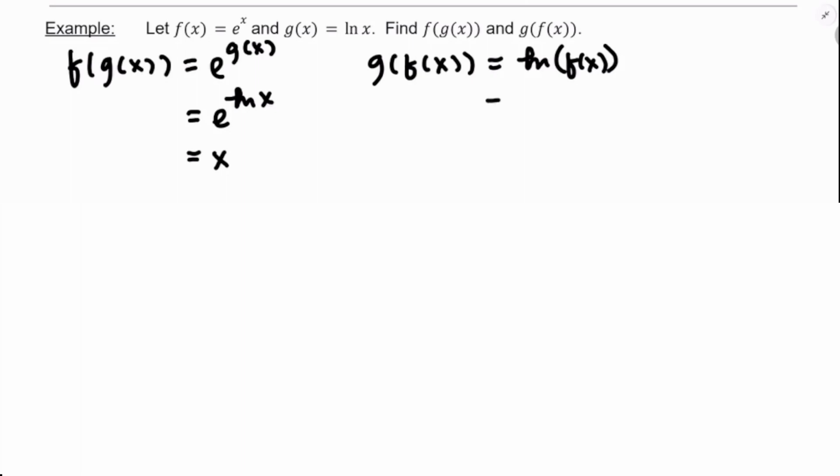F of x is e to the x, so I'm going to say that's natural log of e to the x, and we know that that's just x as well. Okay, so since we've shown that f of g of x and g of f of x are both equal to x, that means that f and g are inverses of each other.